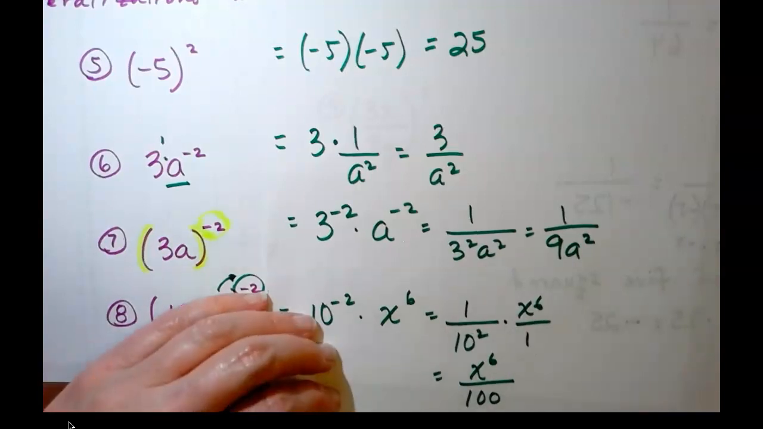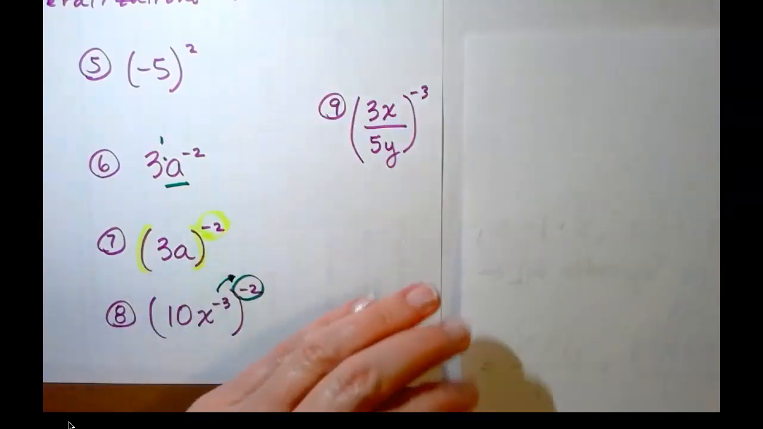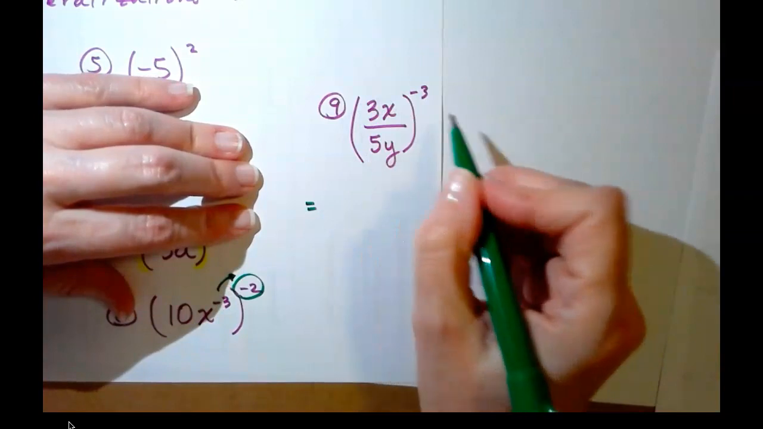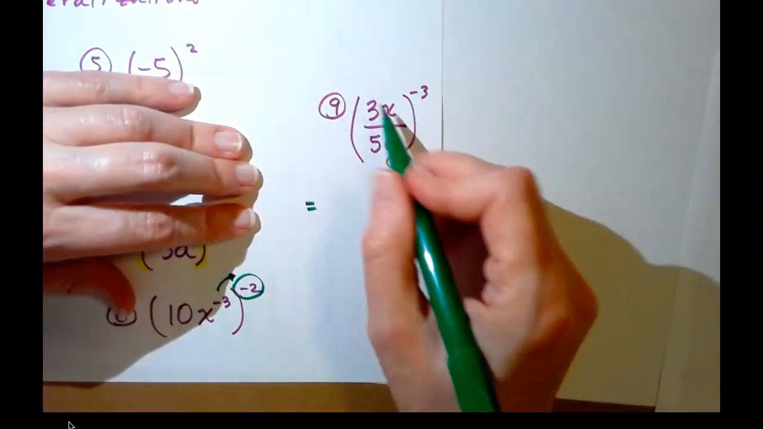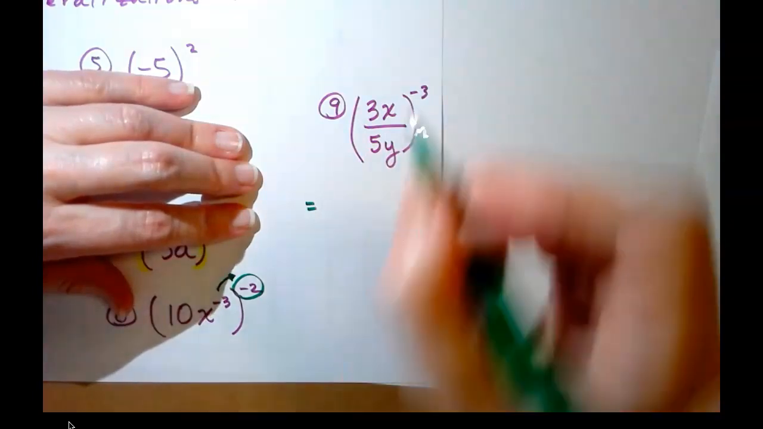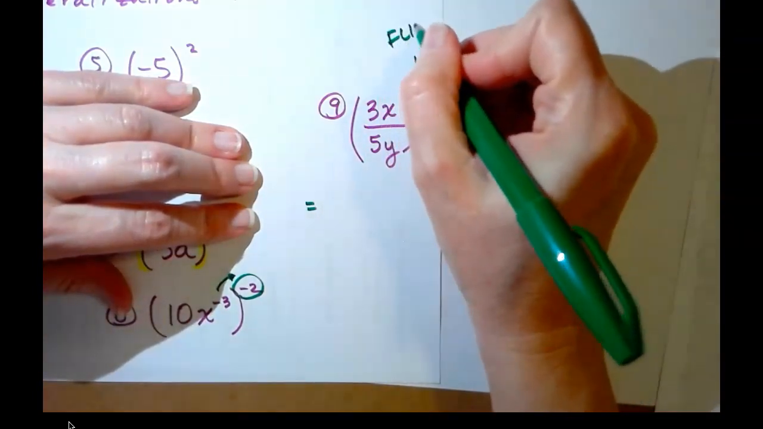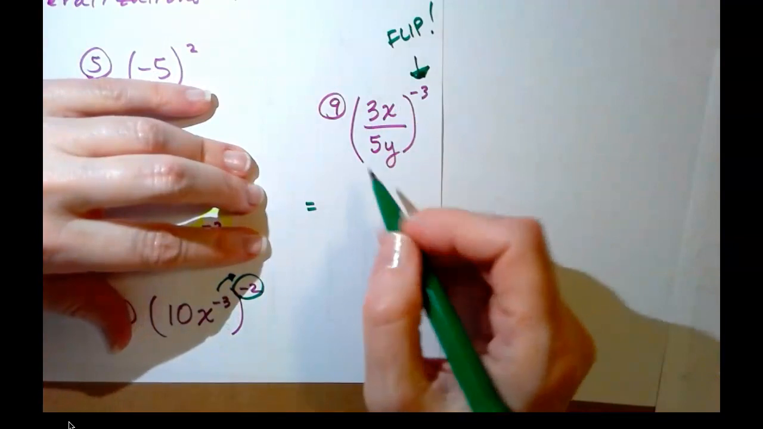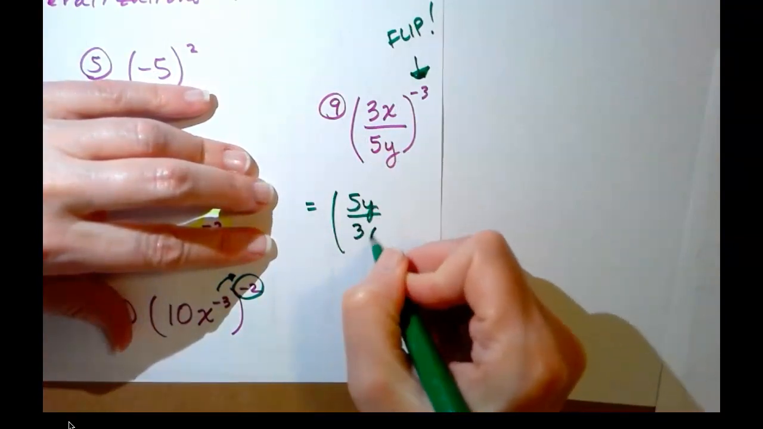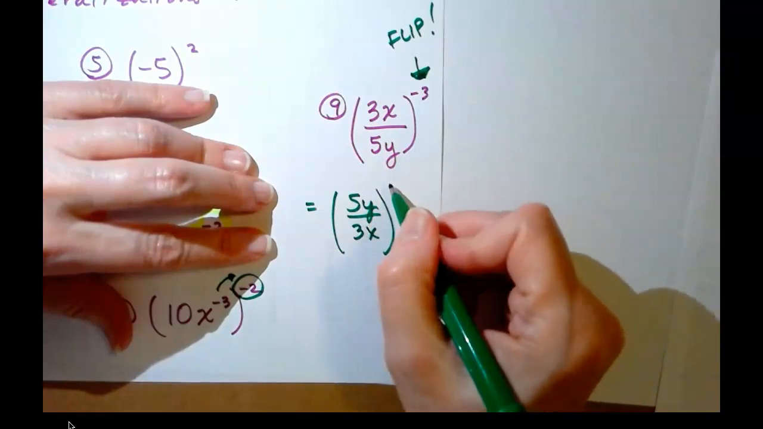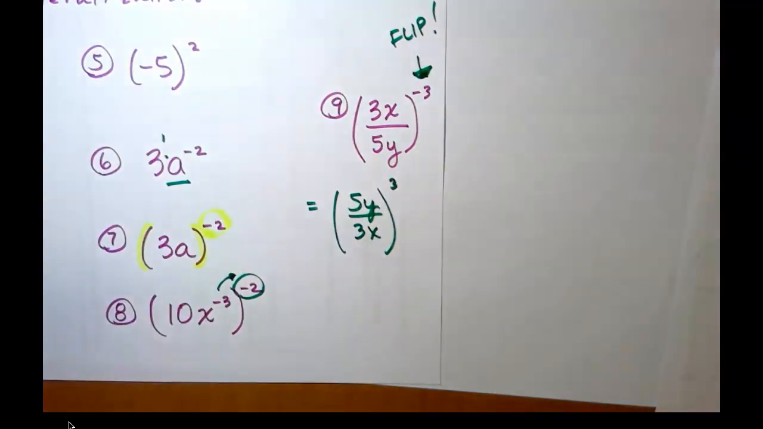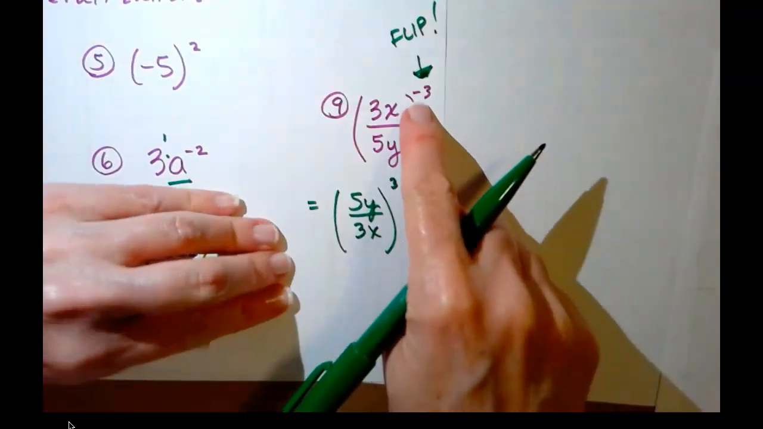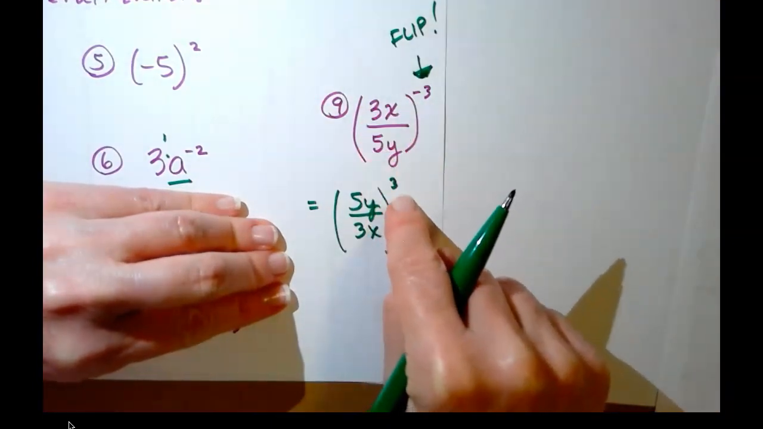That's number 8. And then we've got one more sneaky little problem right over here, and I think I can fit it right on the paper. This is a fraction being raised to a negative exponent. Since negative exponents remind us to flip that fraction because we get a reciprocal, well, how about we flip the whole thing? And then that negative exponent will become positive 3. Why? Because negative exponents make reciprocals. And that's what we just did. We just flipped this whole fraction, and then the exponent becomes positive.